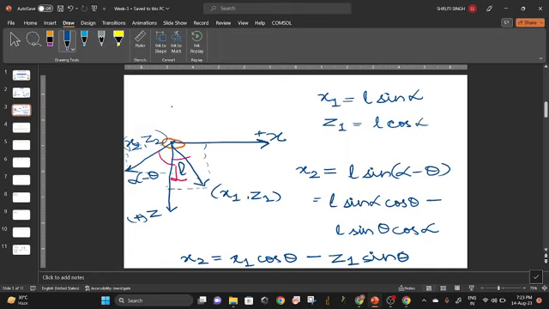Now also it will not match. We got cos theta minus sine theta for x2, which should not be the case. Even if I write L as minus L, then this will be minus, this will be plus. If we write minus here, I am still getting minus cos theta plus sine theta.